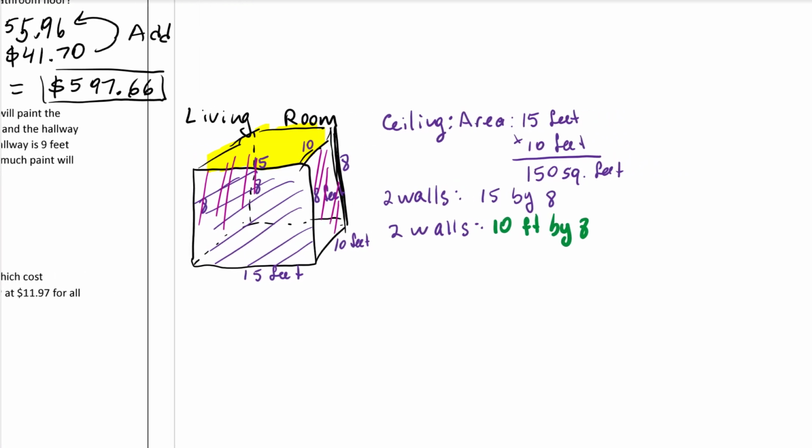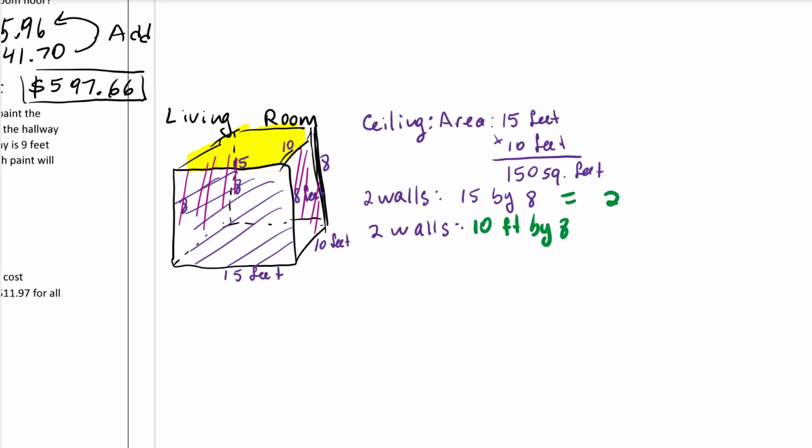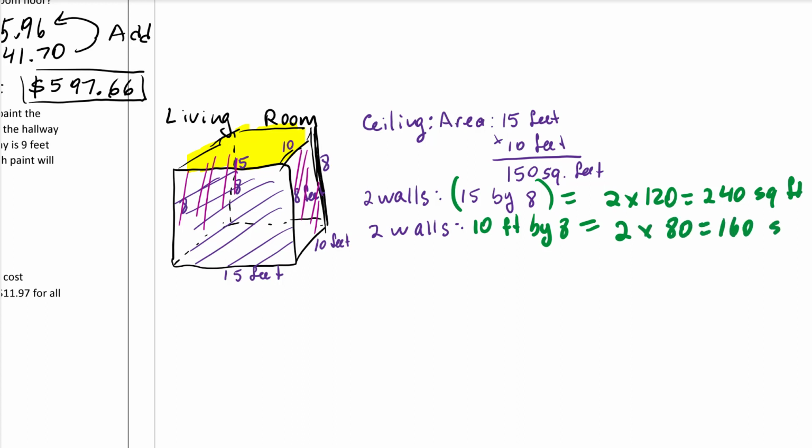All right, so what does that give us? It's 2 walls multiplied by the area of each one. 15 multiplied by 8 gives us 80 plus 40, that will be 120. So it's 240 square feet. The other ones, 2 times 10 by 8 is 80, so it's 160 square feet.